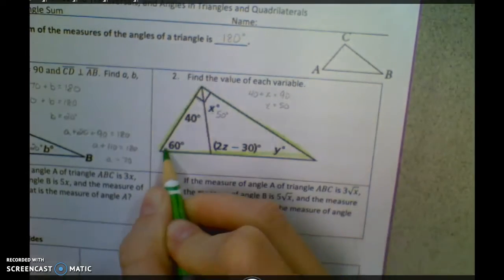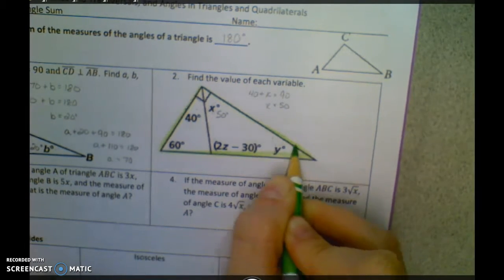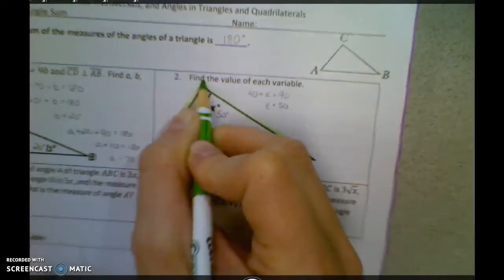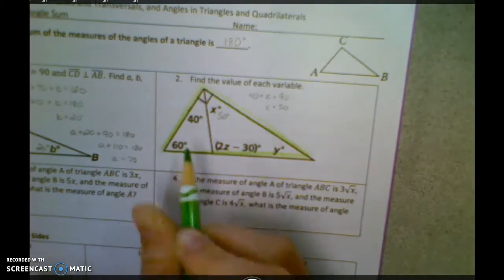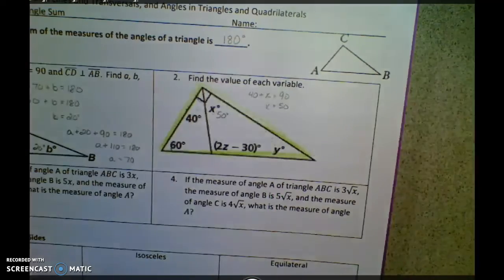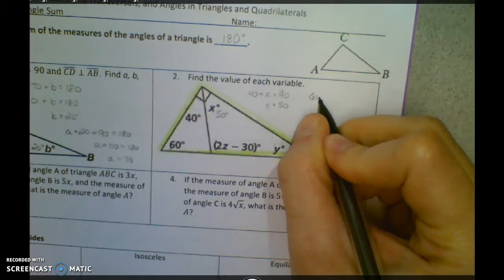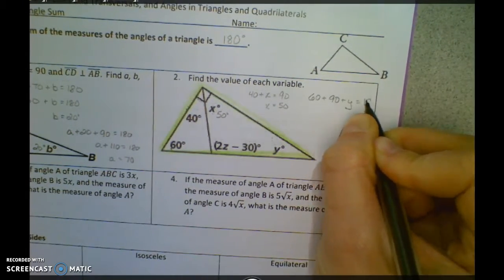So this triangle has a 60 degree angle on the bottom left. It has a Y degree angle on the right. And it has a 90 degree angle at the top. Which means I just said two numbers, and you can add numbers. We got 60 and 90 and Y adding up to 180 because they're in a triangle. So 60 and 90 and Y add up to 180.